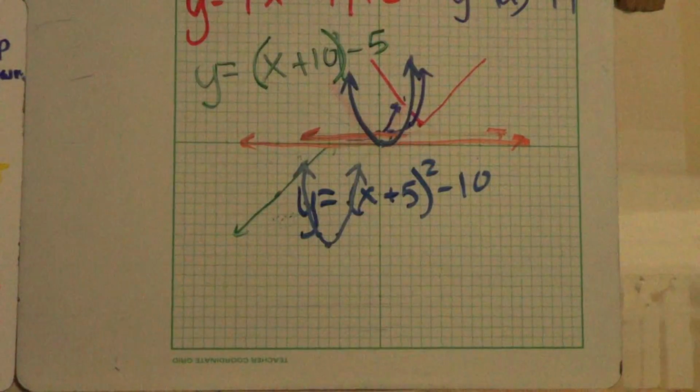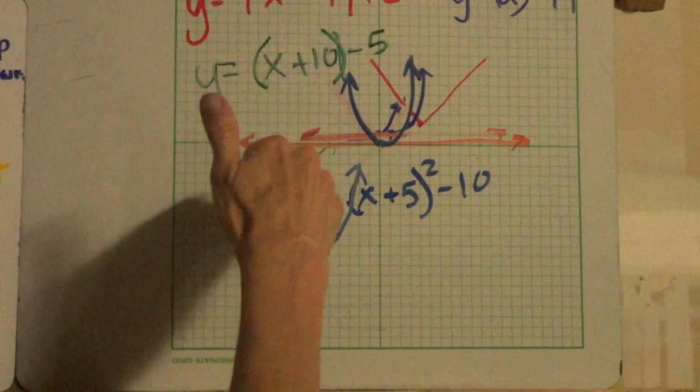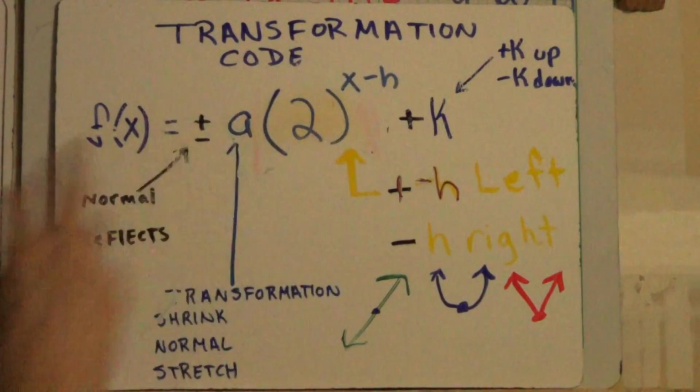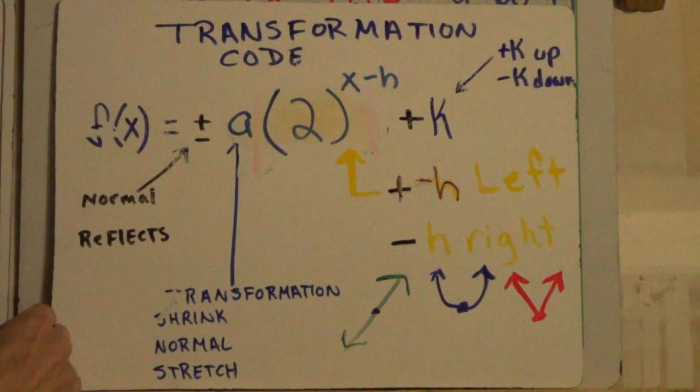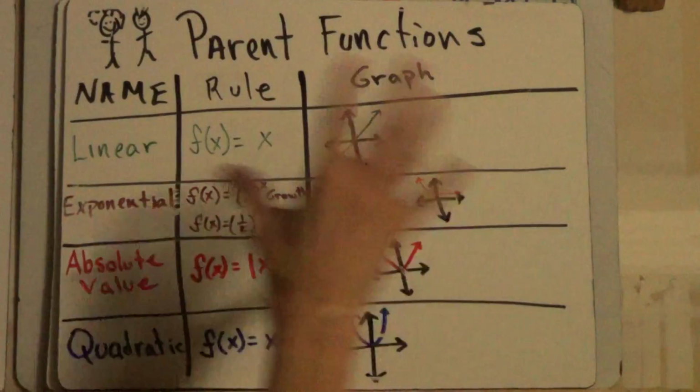Okay, so basically today we're just looking at how these things move by that code. Make sure that you have this in your notes, the code. Make sure you have this in your notes, the different shapes.